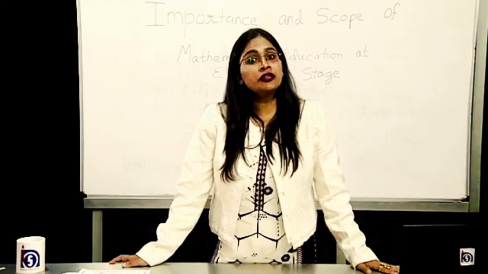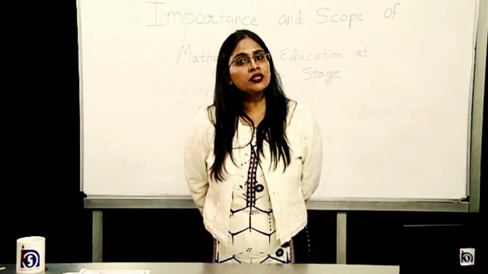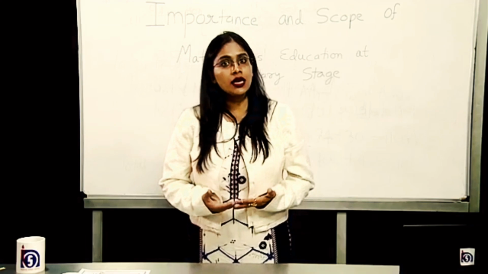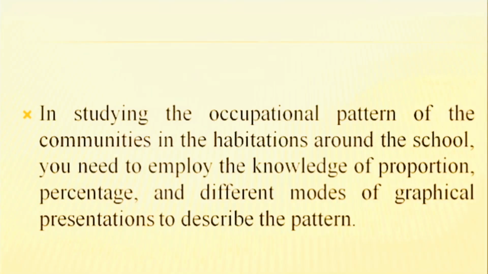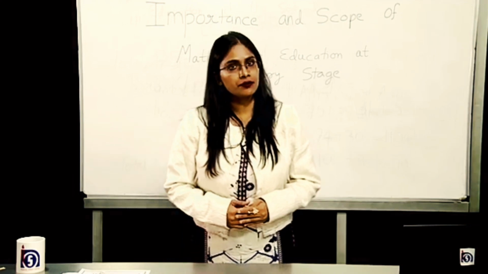For a balanced and nutritious diet, the proportion of different components of food is calculated mathematically depending on the requirement of the individual. In studying the occupational pattern of the community in the habitations around the school, you need to employ the knowledge of proportion, percentage and different modes of graphical presentation to describe the patterns. Now next relation is mathematics and geography.